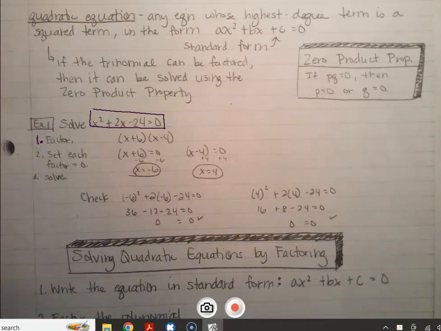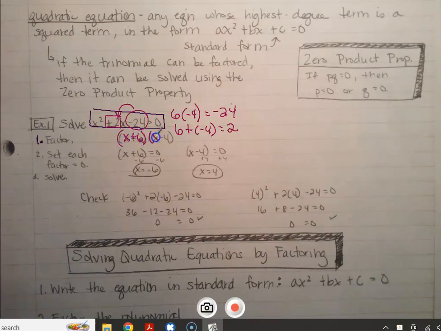So what's the product? Negative 24. What are the factors of negative 24 that add to get me a positive 2? So positive 6 times negative 4 equals negative 24. Positive 6 plus a negative 4 equals a positive 2, which is what I'm going for. So 6 and negative 4 are my factors. That's why I have x plus 6 and x minus 4.